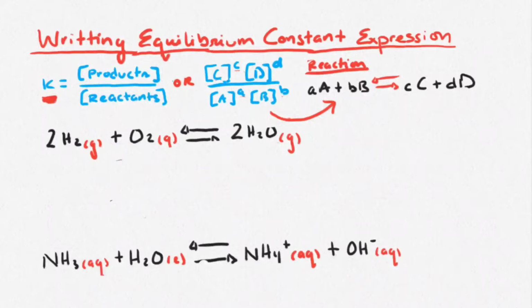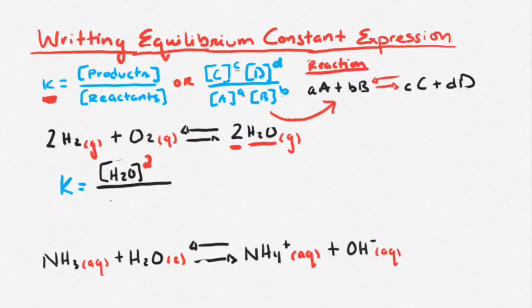First, I will start out by writing down my K equals all over. I will see what my products are. In this case, it's H2O. I'll put that on the top, bracket H2O. And I will see if it has a coefficient greater than 1. Looks like 2 is our coefficient, so you go ahead and raise that to the power of 2.